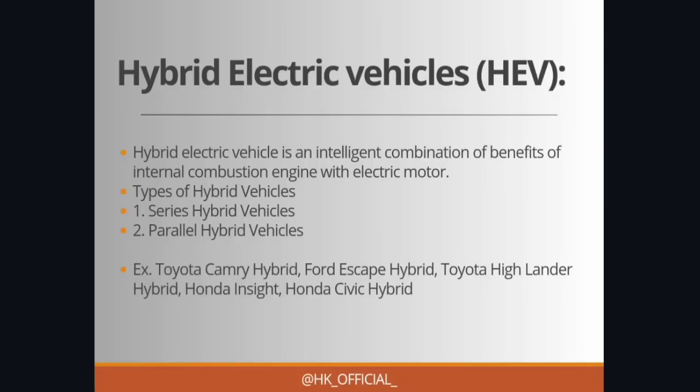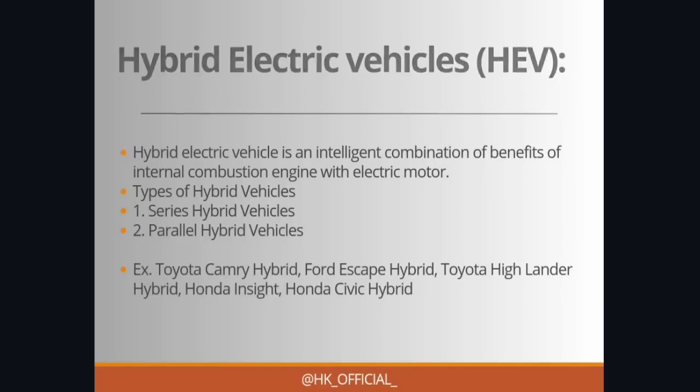Now let us see how we can write its definition. A hybrid electric vehicle is an intelligent combination of benefits of internal combustion engine with electric motor. What are the types of hybrid vehicle? Only two types are there: series hybrid vehicles and parallel hybrid vehicles. As examples of hybrid electric vehicles you can take Toyota Camry hybrid, Ford Escape hybrid, Toyota Highlander hybrid, Honda Insight, Honda Civic hybrid. Whatever HEVs you all know, you can mention in examples.